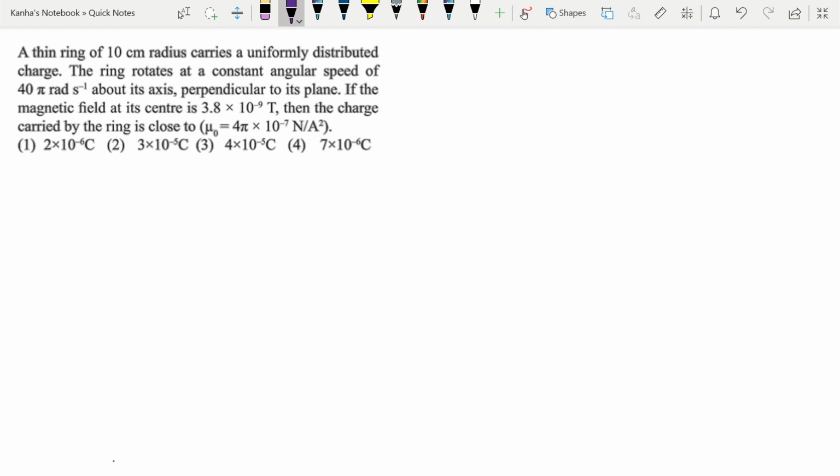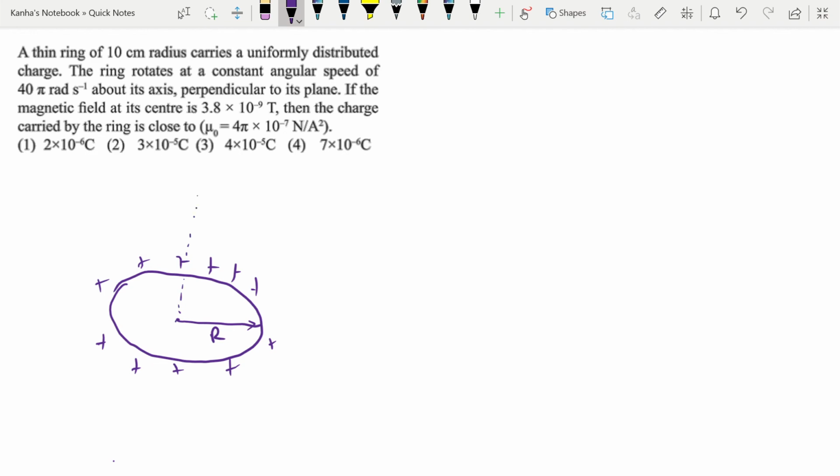A thin ring of 10 centimeter radius carries a uniformly distributed charge. The ring rotates at a constant angular speed of 40 pi radians per second about its axis, perpendicular to its plane. If the magnetic field at its center is 3.8 times 10 to the power minus 9 Tesla, then the charge carried by the ring is close to which of these four values? So let me just draw what the question has already given you. You've been given a ring which has some positive charges on it. Let this have a radius r and this be the axis.